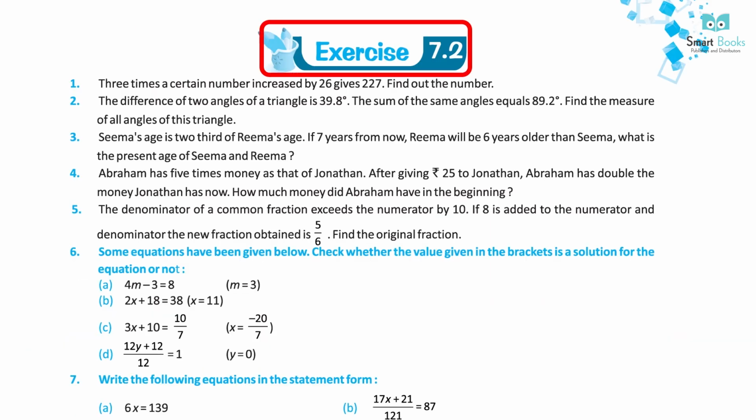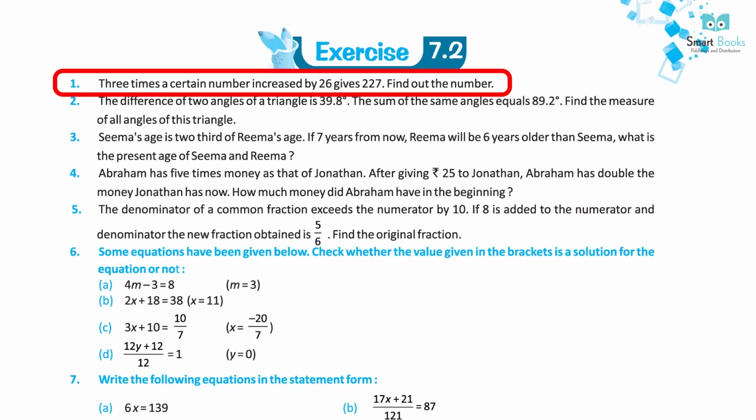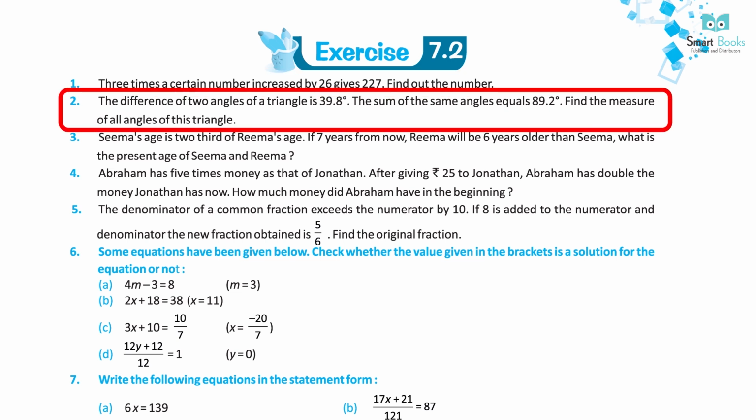Exercise 7.2. Question 1. 3 times a certain number increased by 26 gives 227. Find out the number. Solution: 67. Question 2. The difference of two angles of a triangle is 39.8 degrees. The sum of the same angles equals 89.2 degrees. Find the measure of all angles of this triangle. Solution: 64.5 degrees, 24.7 degrees and 90.8 degrees.